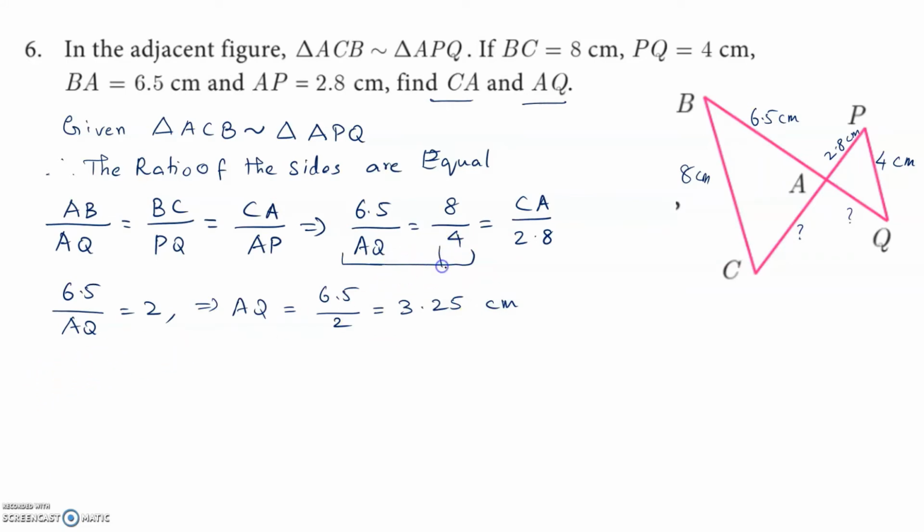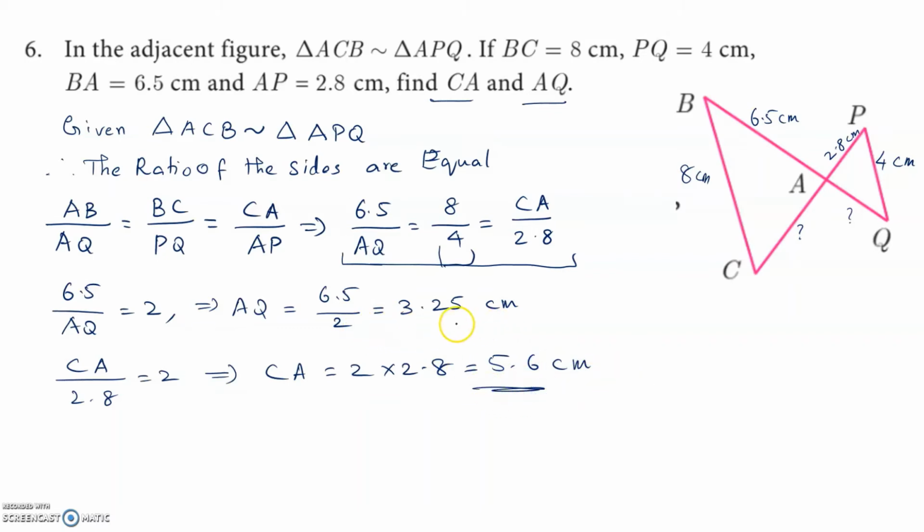Similarly, let's take the next two. So we can say CA by 2.8 is equal to 2, which implies CA is equal to 2 into 2.8. That's equal to 5.6 centimeters. So that's our result. You can write it down here more clearly. AQ is equal to 3.25 centimeters and CA is equal to 5.6 centimeters.